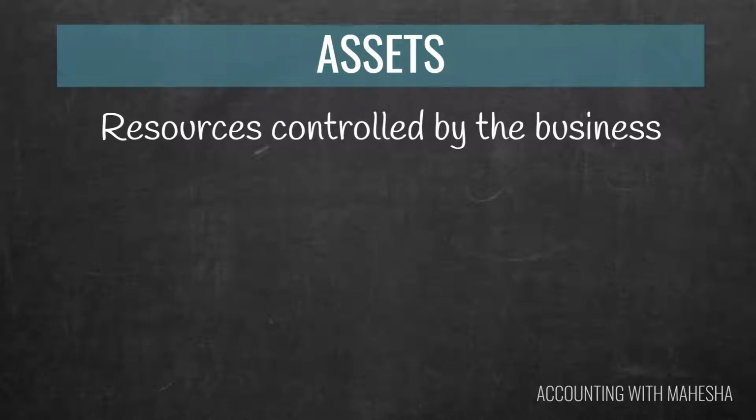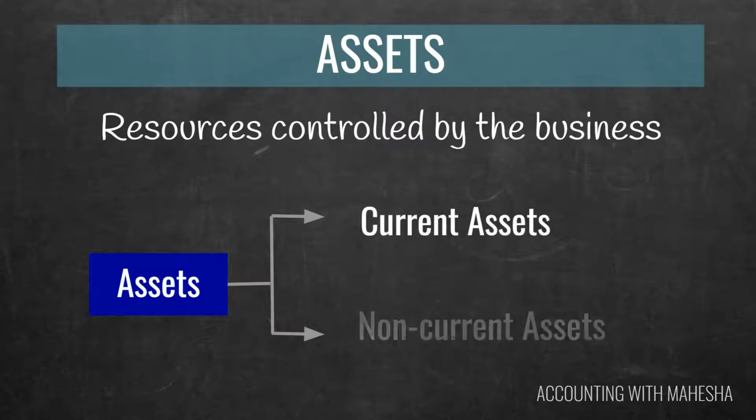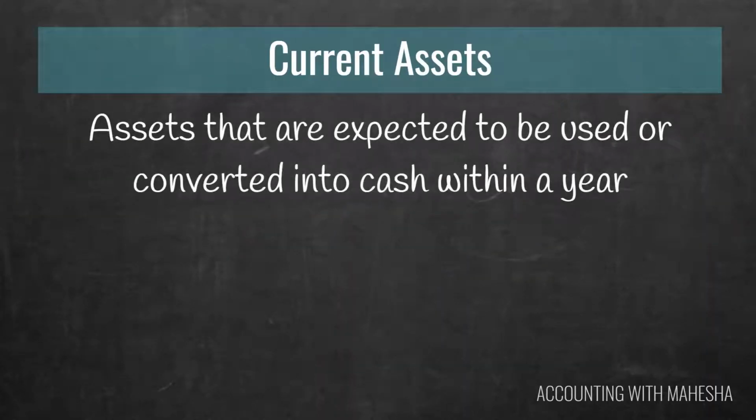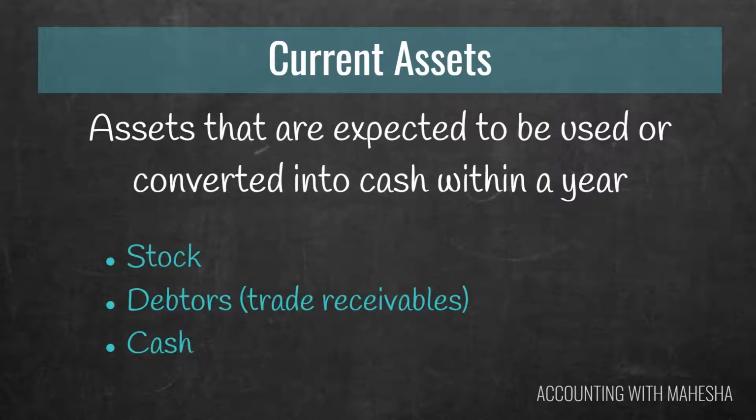There are 2 types of assets: current assets and non-current assets. Current assets are assets that are expected to be used or converted into cash within a year or 12 months. These are the short-term assets of a business. Some of the examples for current assets are stock, debtors, and cash.